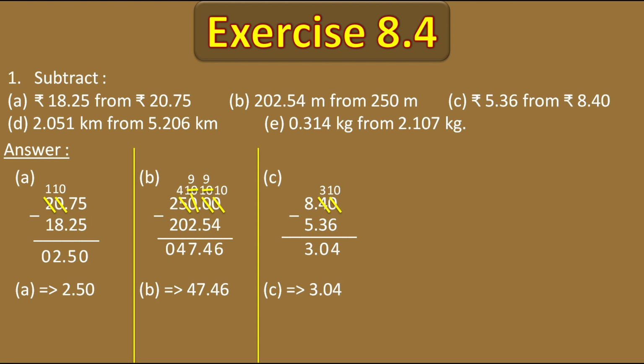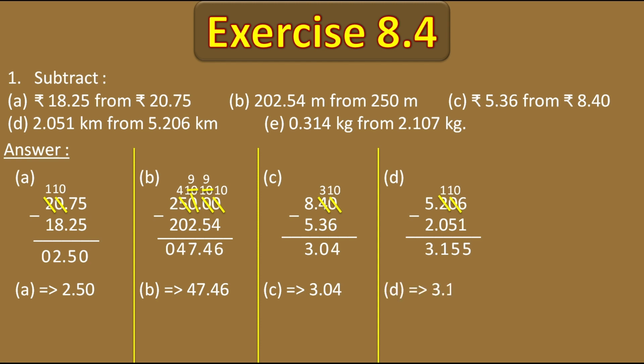Next we have 2.051 kilometers from 5.206 kilometers. So 5.206 will come up and below that we have 2.051. So 6 minus 1 gives you 5. Now 0 minus 5 we can't do, so we will take 1 from this 2. So this 2 became 1 and this 0 became 10. So 10 minus 5 is 5. 1 minus 0 is 1 and 5 minus 2 is 3. So the answer is 3.155.